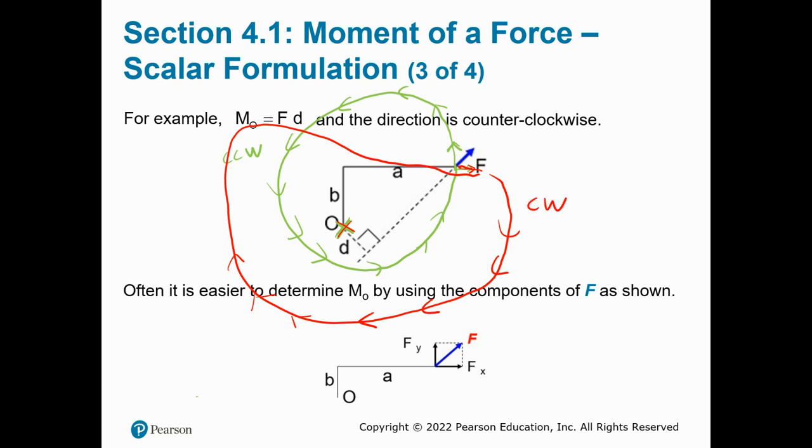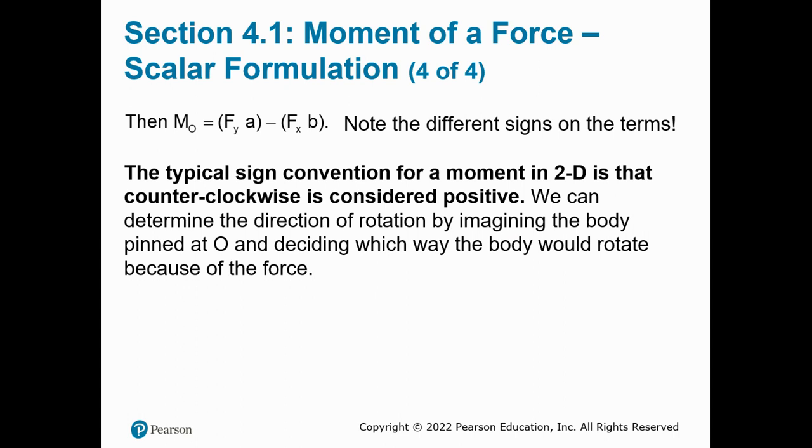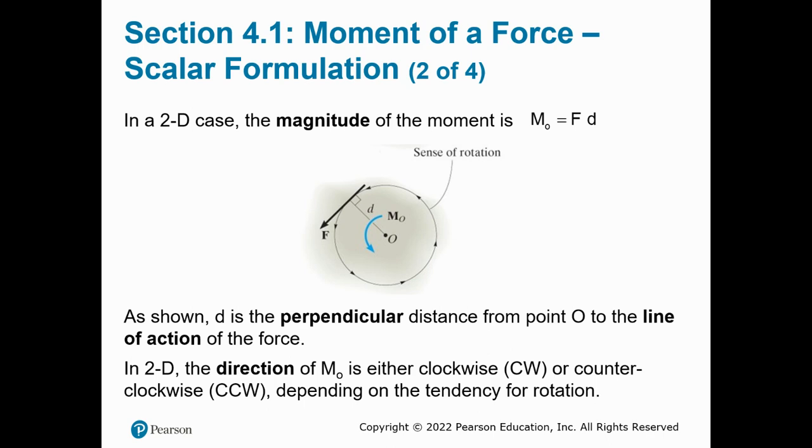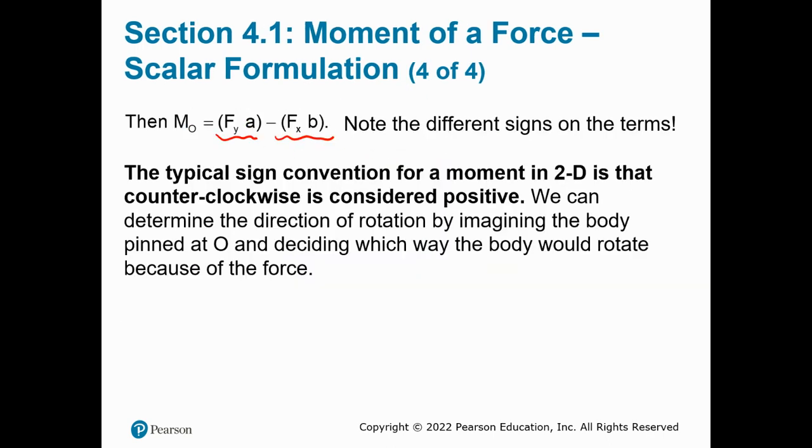So this problem is trying to say that one of them is clockwise and one of them is counterclockwise. That's why the force times the perpendicular distance, the Fy component times A, is counterclockwise. The green one is generating a positive moment. In the red one, Fx is multiplied by the perpendicular distance B, which generates a negative moment because it's clockwise. Hope that helps you. So this defines the magnitude, and also be careful with the sign. Counterclockwise positive and clockwise negative.